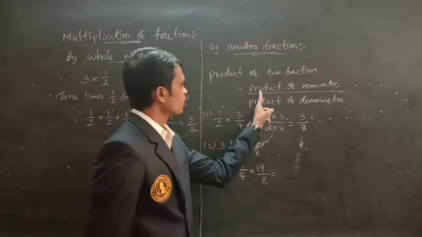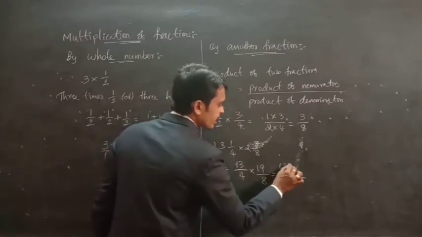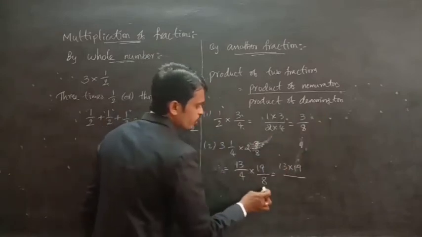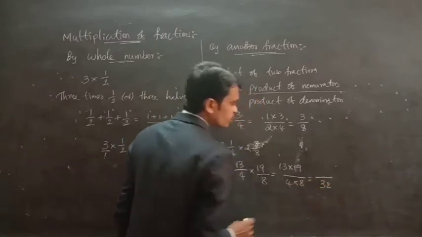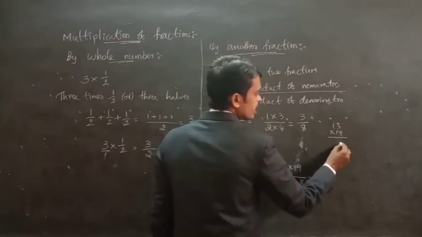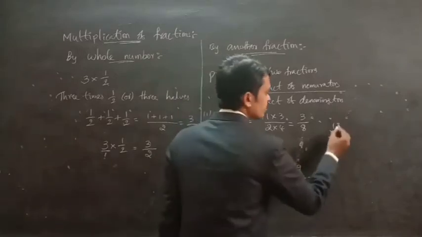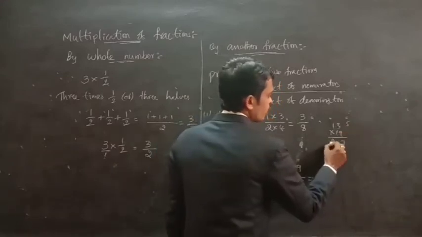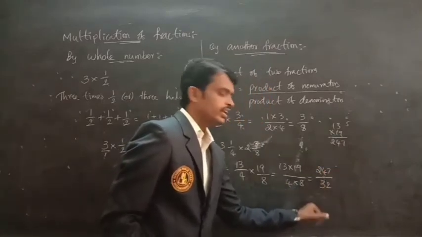So what do we have to do? Product of numerators. So product of numerators, now 13 into 19, and product of denominators, 4 into 8 is 32. So 13 into 19. Let us multiply. 9 3s are 27. 19 3s are 57. So 7, 5 carry. 19 1s are 19 plus 5, 24. Then the answer is 247 by 32.